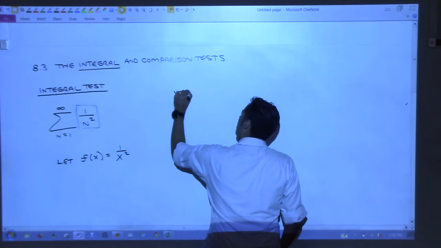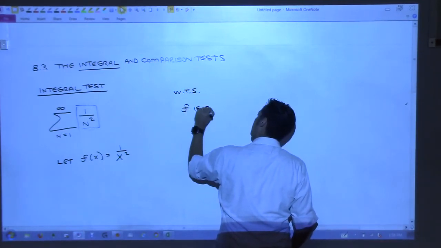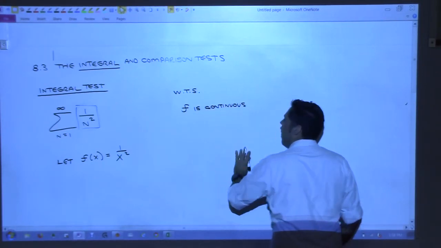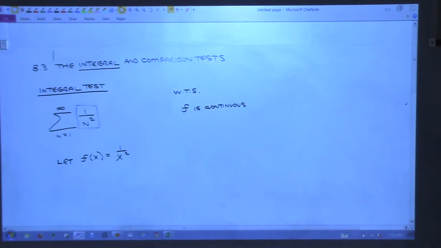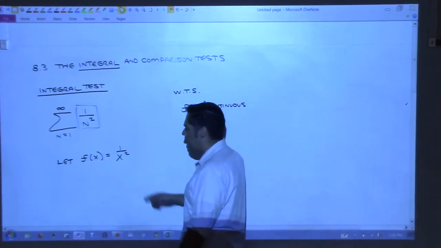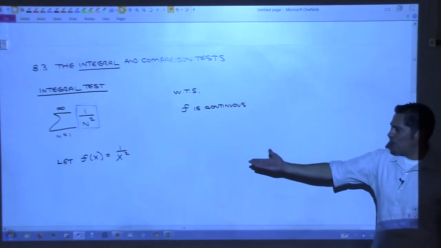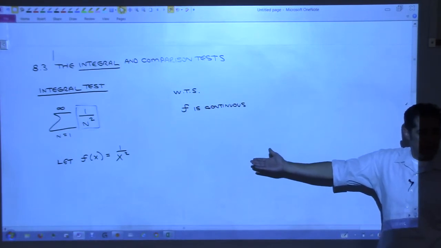I want to show that f is continuous. Now, how do I show that that function is continuous? Well, to do this, all I have to do is take a look at it and figure out any places that it's not defined. So where is that function undefined? Only at 0, right? Only at 0.